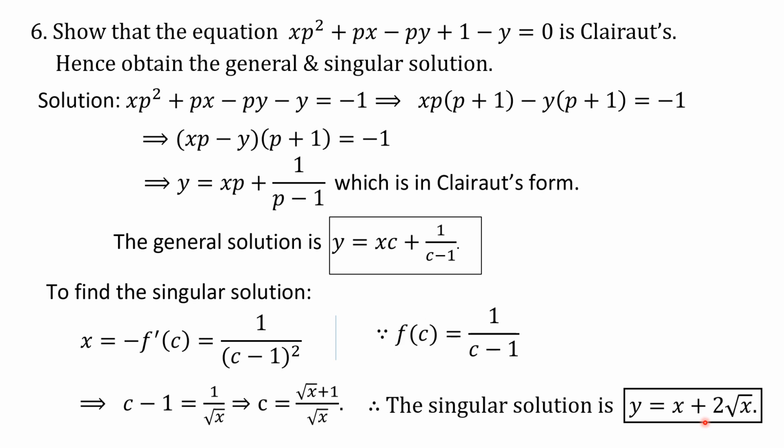I hope you got the method. For any given equation, if it is in Clairaut's form, one can directly get the general solution. And to find the singular solution, we can substitute directly in this x equal to minus f dash of c and try to eliminate c by using the given general solution.